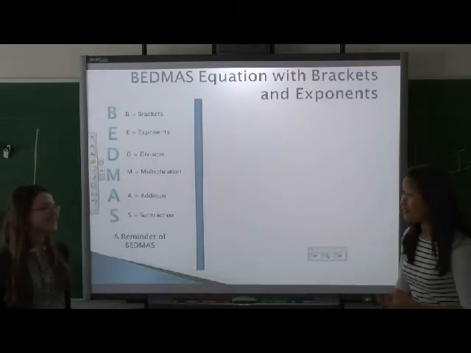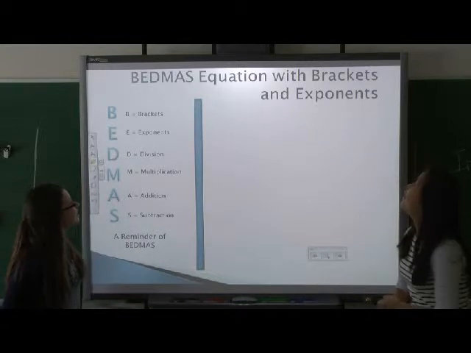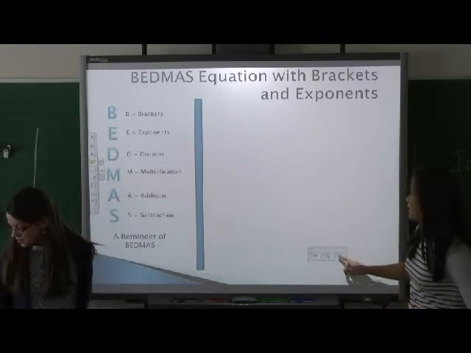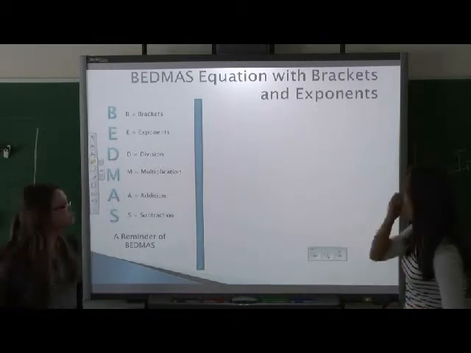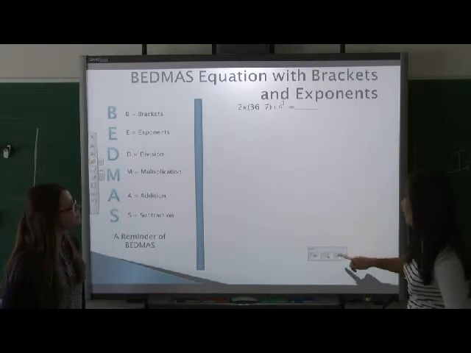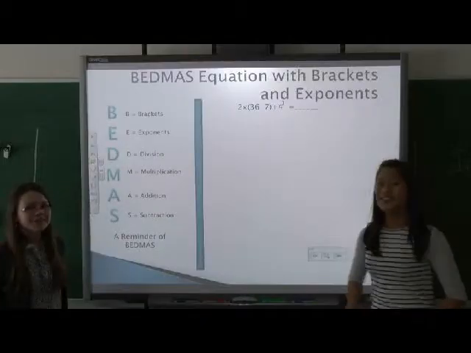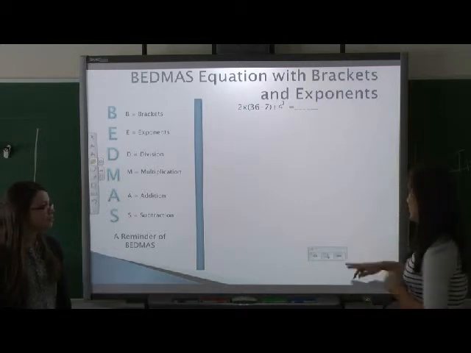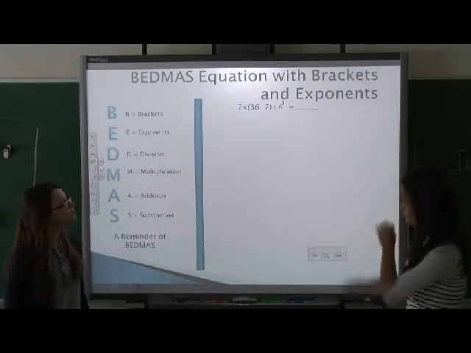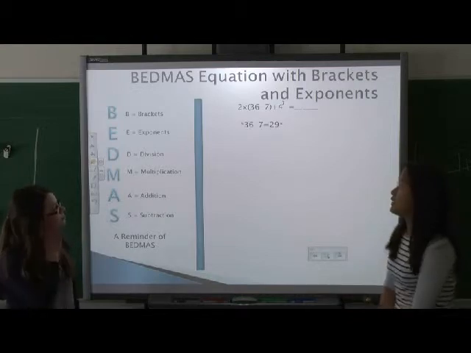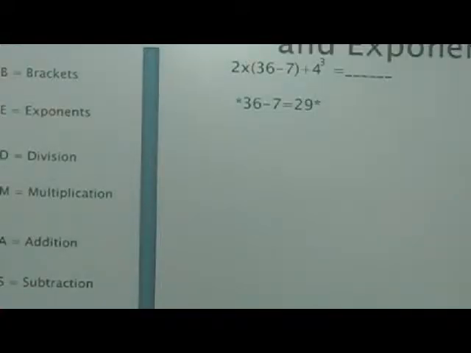Let's get into more advanced stuff using brackets and exponents. So our equation with brackets and exponents is 2 times (37 minus 7) plus 4 to the power of 3. So since this is a little bit more advanced, we can take it step by step again. So first we do the brackets. So that would mean 36 minus 7 equals 29.